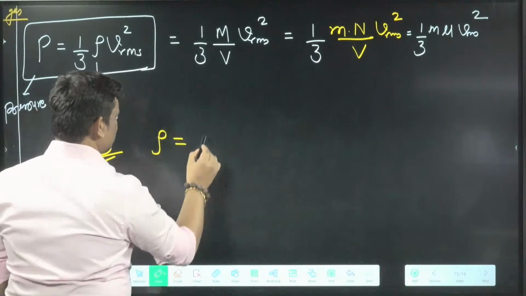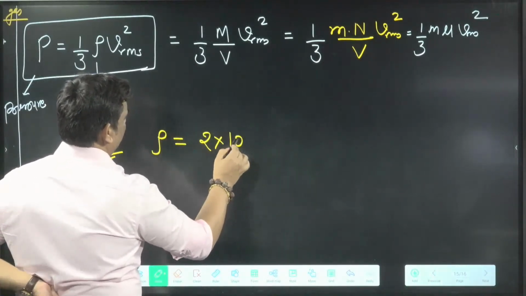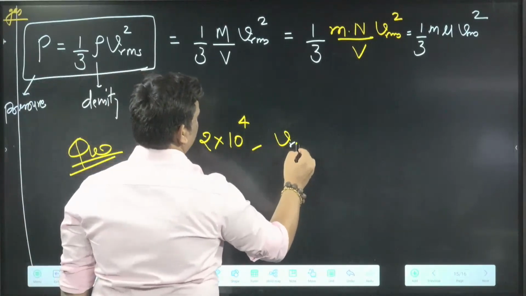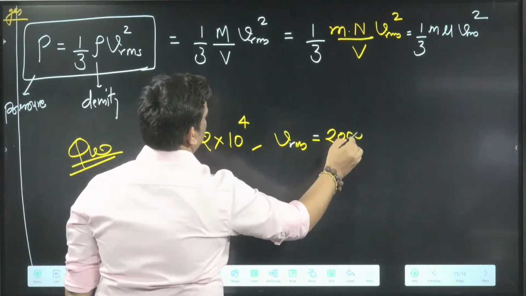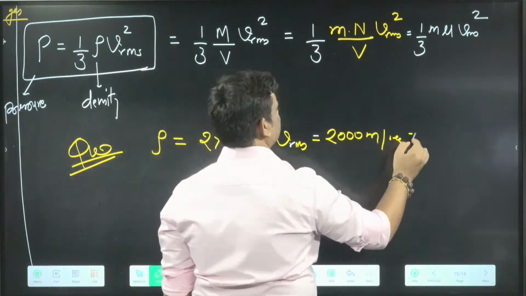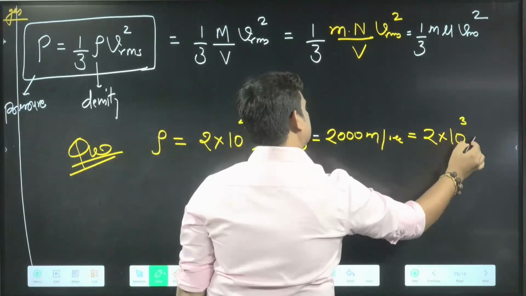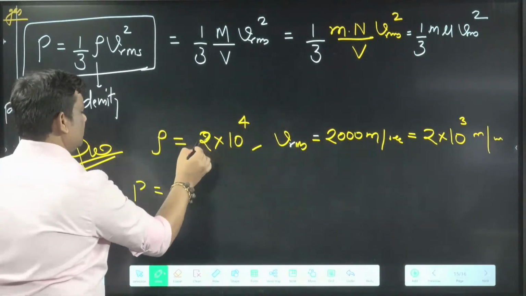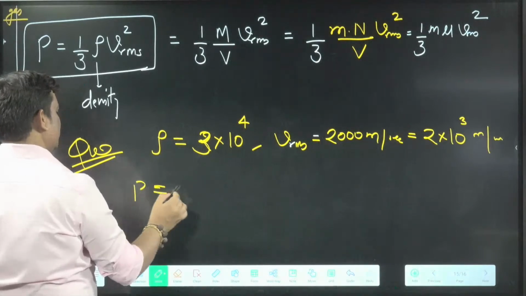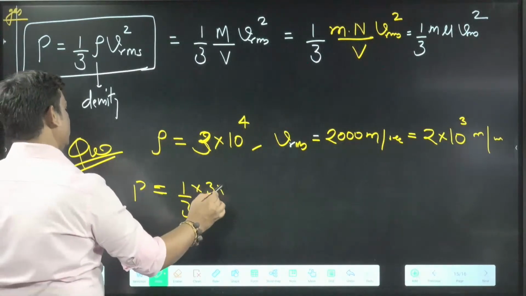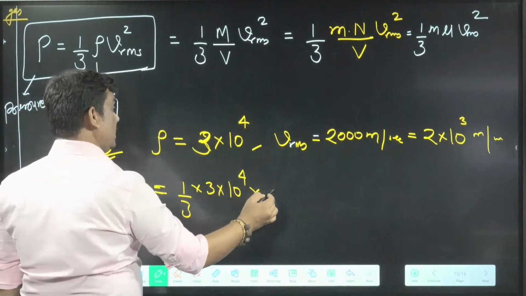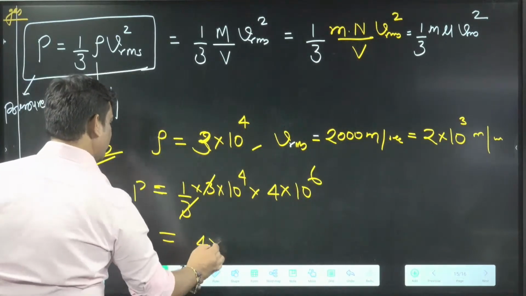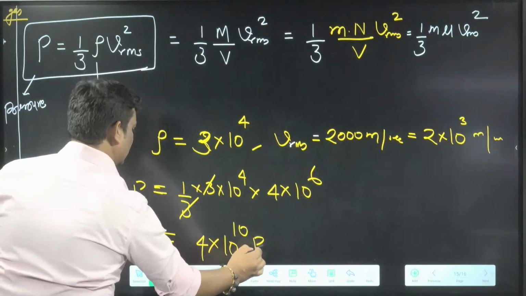They will say the density is, suppose, 3 into 10 power 4. They have given your VRMS. Suppose VRMS is 2000 meter per second. We can say 2000 meter per second is basically 2 into 10 power 3 meter per second. They're asking for the pressure, so we can write P equal to 1 by 3 rho VRMS square. Rho is 3 into 10 power 4, and the square becomes 4 into 10 power 6. The 3 cancels, and the final answer is 4 into 10 power 10 Pascal.